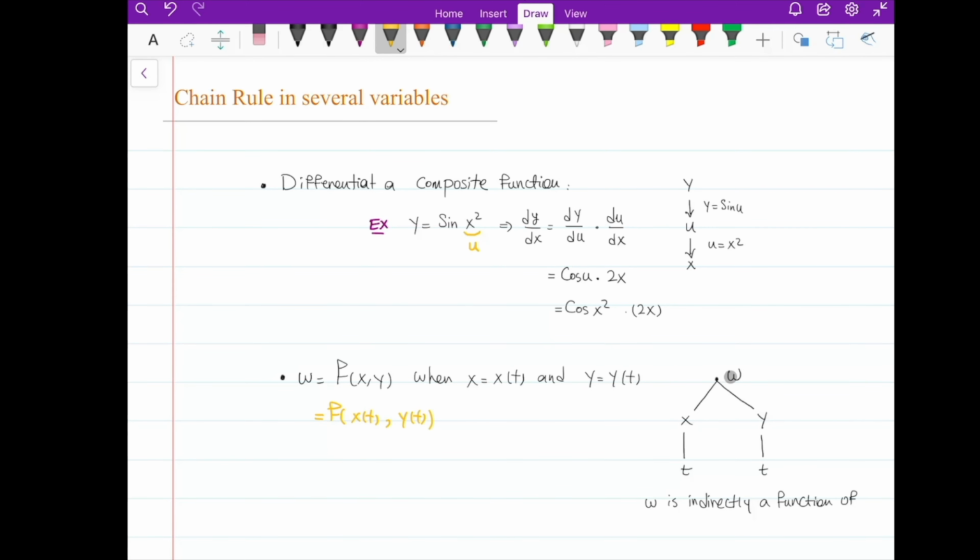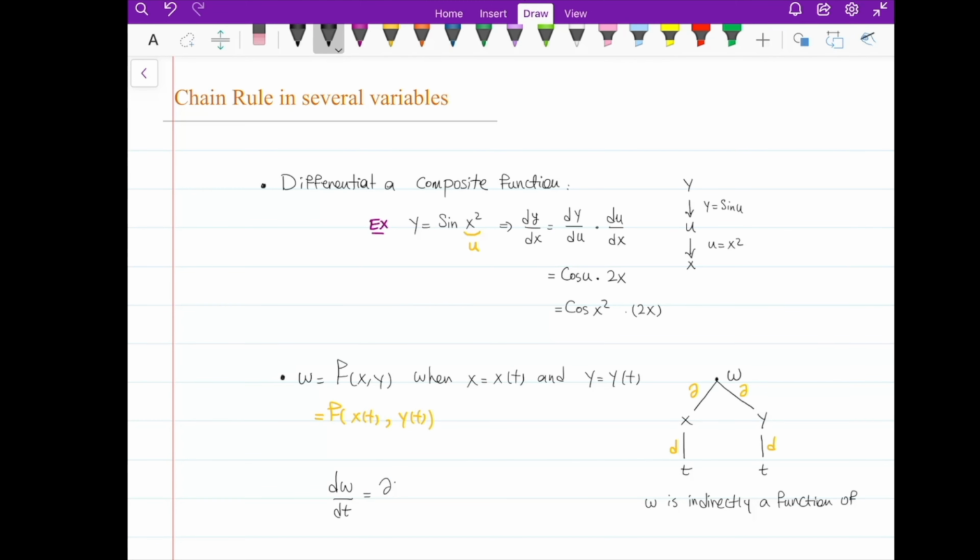Now how can I get the derivative of w with respect to t? How can I find dw/dt? Well, since w is a function of two variables, I have partials, and since x is just a function of t, I have d in here, and y is a function of t, so I also have d in here. So I can go along this path to get to t, and so I get what?